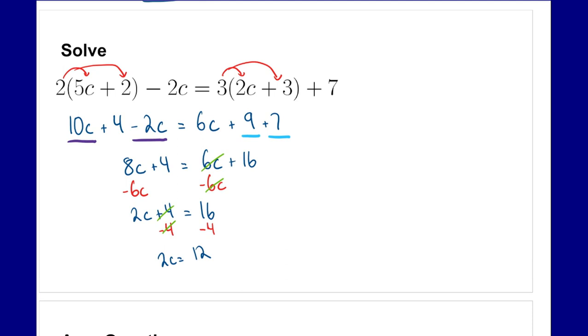And the last step, if you need to, you could just jump right to the answer. Otherwise, we divide both sides by 2. One side cancels out. And we're left with c is equal to 6. And again, we do know how to verify our answers. We could take this answer and plug it back into the equation.